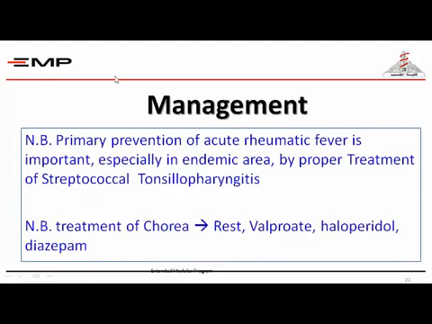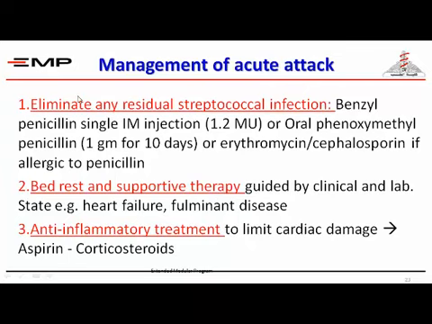So what about the management? The first step is primary prevention, which is important. In order to prevent the occurrence of rheumatic fever, we have to treat tonsillopharyngitis adequately. Management of the acute attack will include 3 main steps. Number 1, to eliminate any residual streptococcal infection.